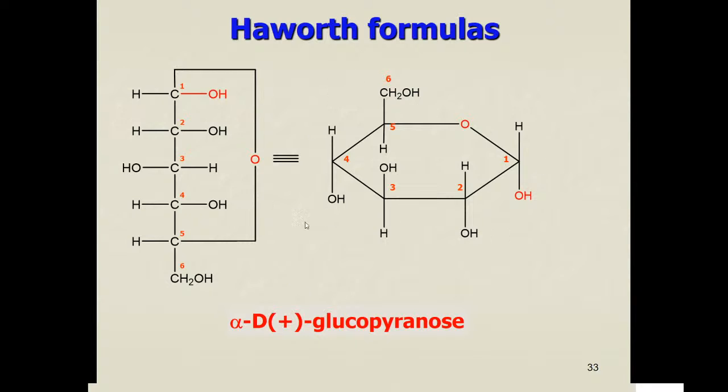For a cyclic structure, we need to indicate what cycle is there. That's why alpha D plus glucopyranose, not just glucose. Glucose in IUPAC chemistry we use only for the open form, with the suffix -ose, the prefix being gluco.